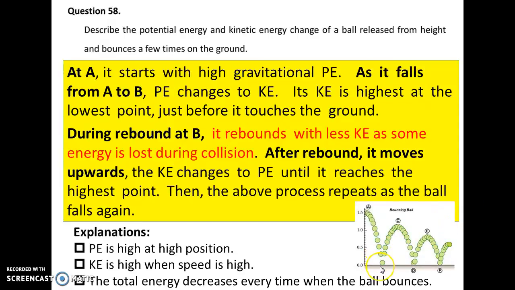During the rebound at B, some energy is lost during collision, and so the ball rebounds with less kinetic energy, and so rises to a lower position at C. After rebound, when it moves upward, kinetic energy changes back to potential energy until it reaches point C here. Then the above process repeats as the ball falls again.